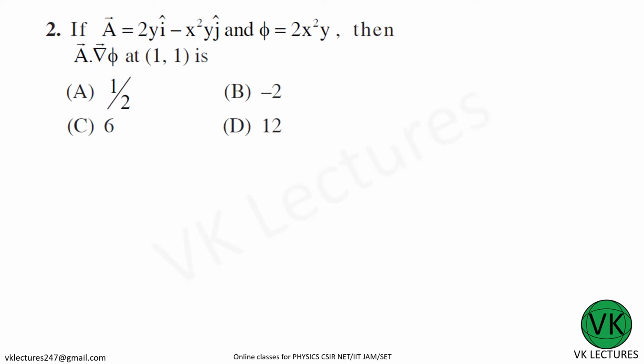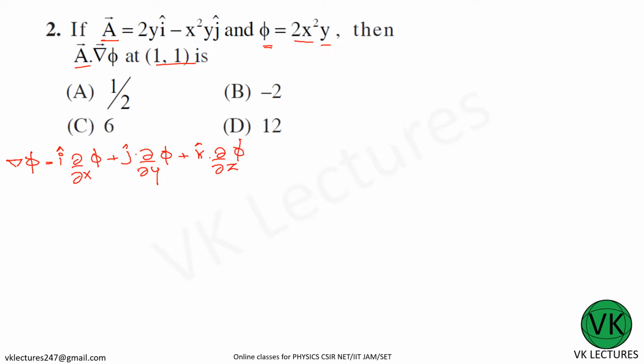The second question: if vector A is equal to 2yi minus x square yj and phi, this is a scalar, 2x square y, then what is A bar dot del phi at (1, 1)? Now let us find out what del phi is. Del phi is equal to i cap into dou by dou x of phi plus j cap into dou by dou y of phi plus k cap times dou by dou z of phi.